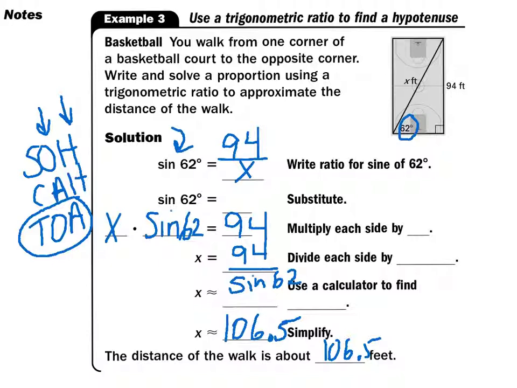Well, how do we choose between sine and cosine? Well, what other number do they give us? They give us 94. What is 94 in relation to 62 degrees? That would be opposite. So which one do we need to use? Right, sine, because it gives us what we have, and it also lets us calculate what we want.